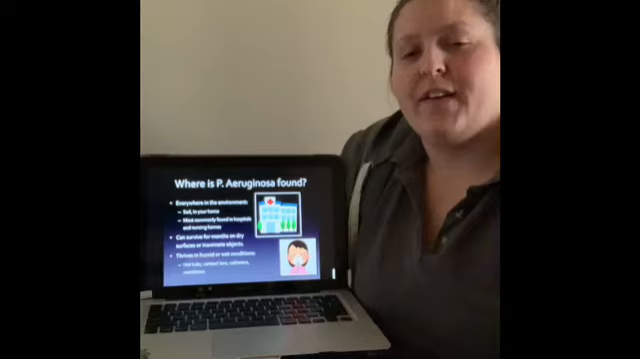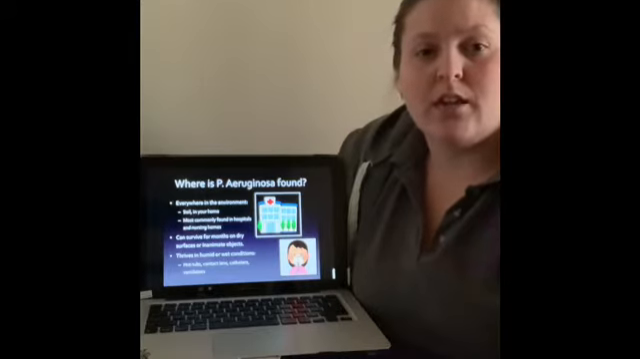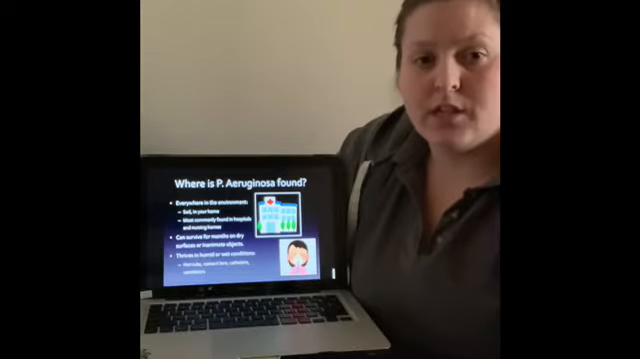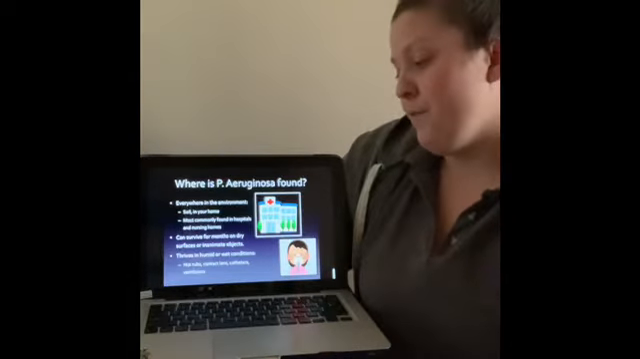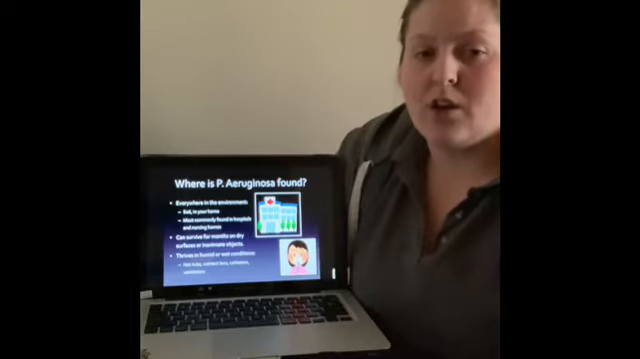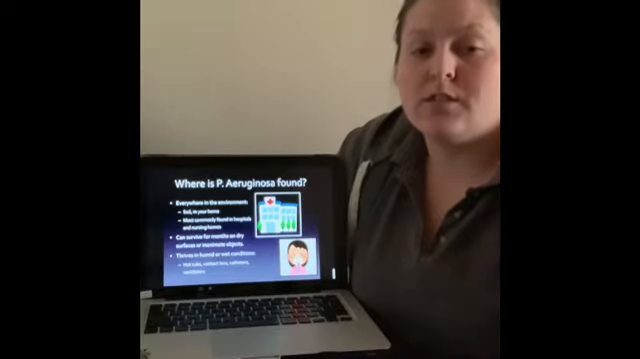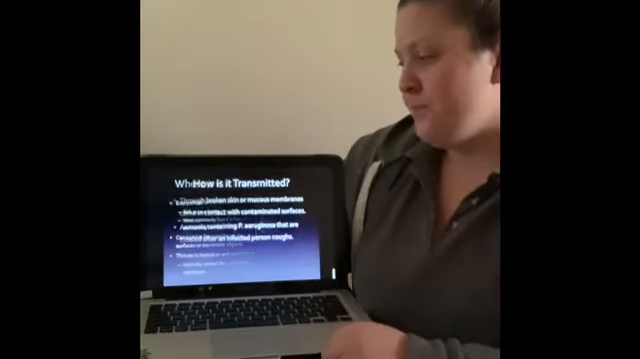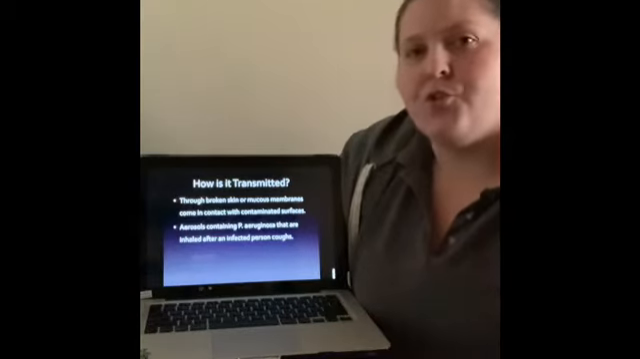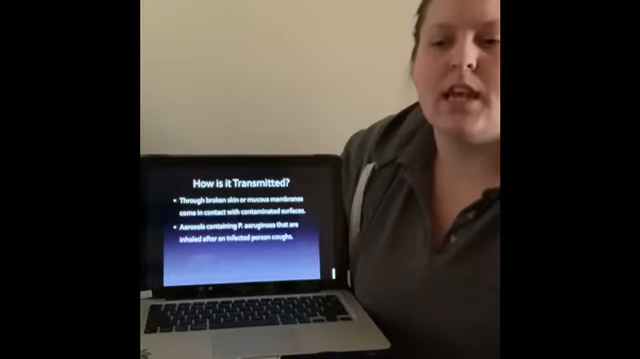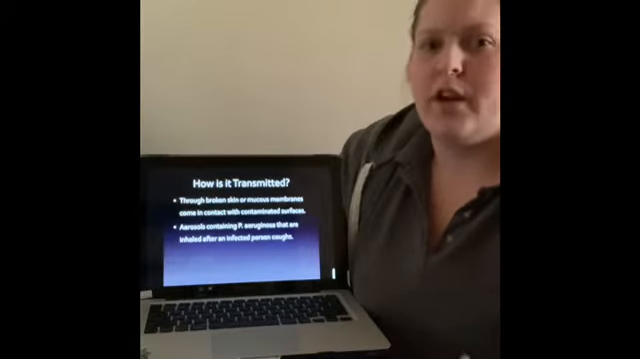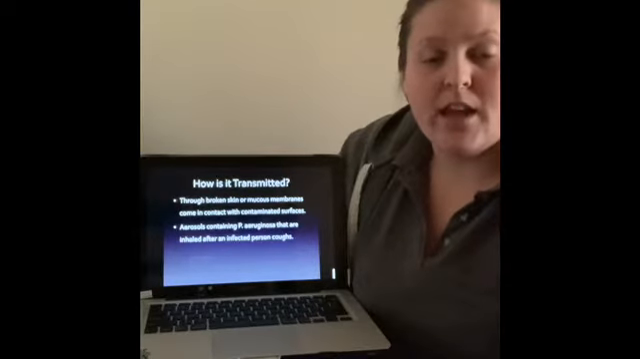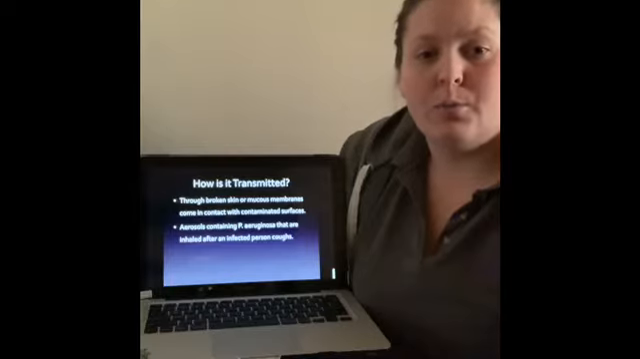P. aeruginosa is found everywhere, in the soil, in your house. It's also most commonly found in hospitals and nursing homes. It does survive for months on dry surfaces, but thrives on moist and humid surfaces such as hot tubs, ventilators, or catheters. It's transmitted through contact, so if you have broken skin or an infection already, or if you have a patient who is already infected and they cough and you breathe in their air, you will be infected as well.